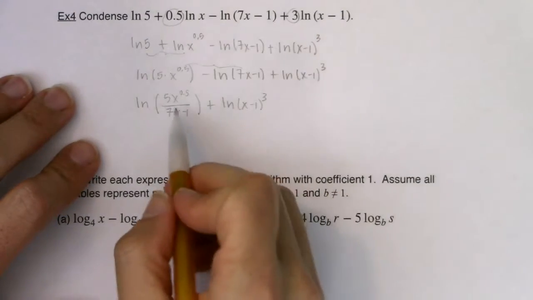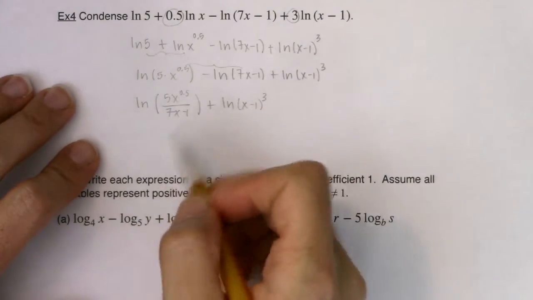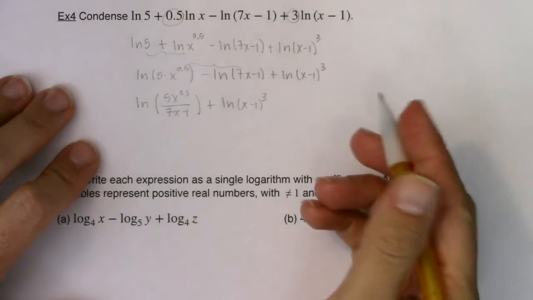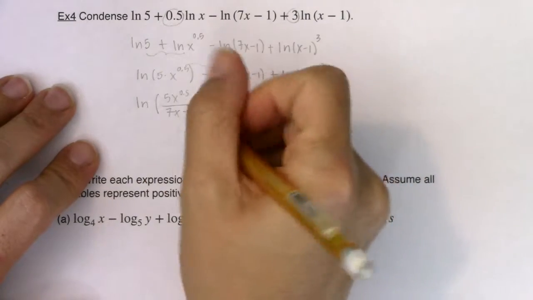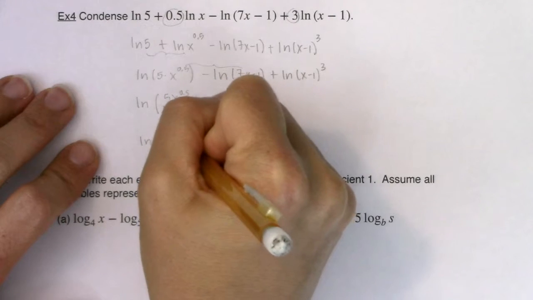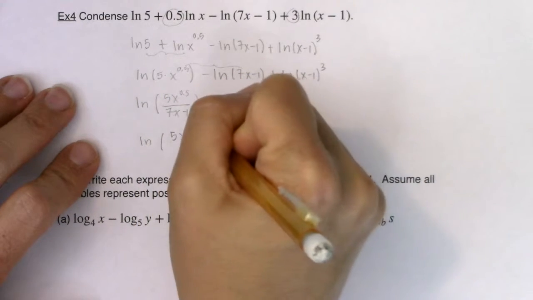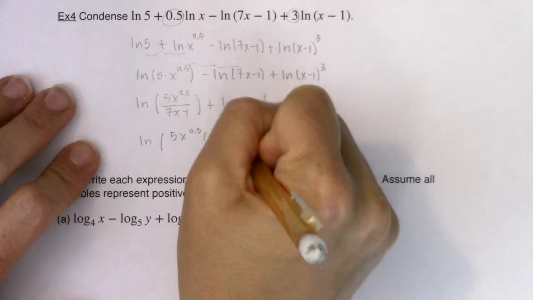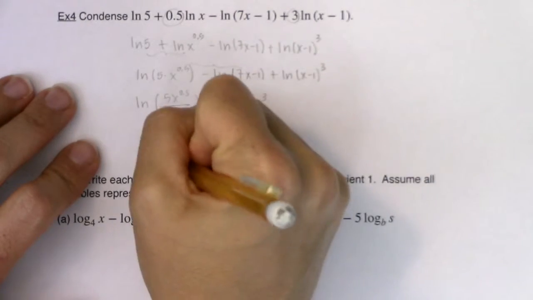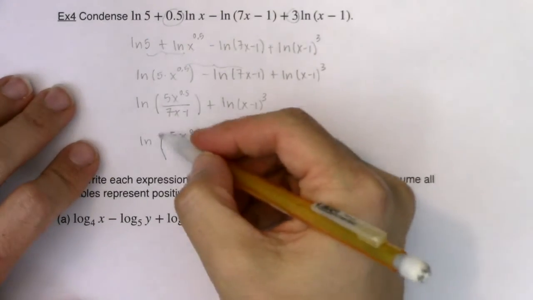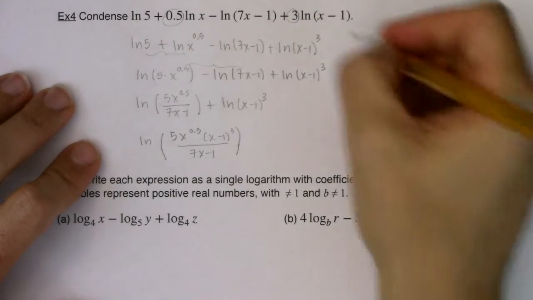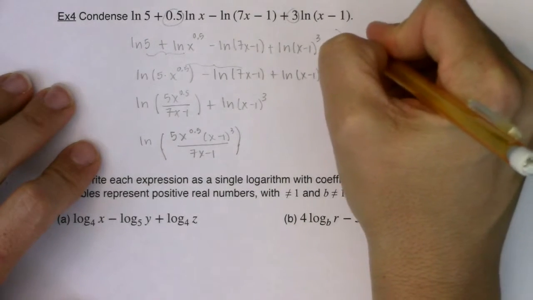I see I have two logarithms being added. And yes, it's natural log, but that's okay. That's perfectly fine. That's still log base e. So I'm going to use now the product property. This will be ln, and on my numerator, I'm going to have 5x to the 0.5 power. I will also have my x minus 1 cubed, and then I will have my 7x minus 1 down here on the denominator. And if it's helpful, you could make these brackets if you don't want to have parentheses inside of parentheses.